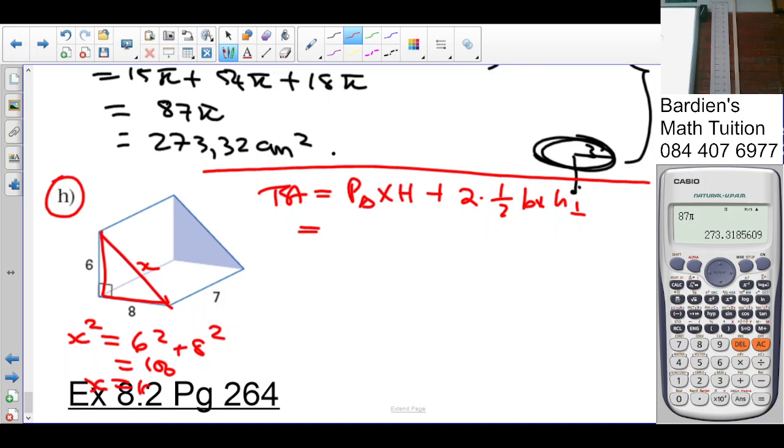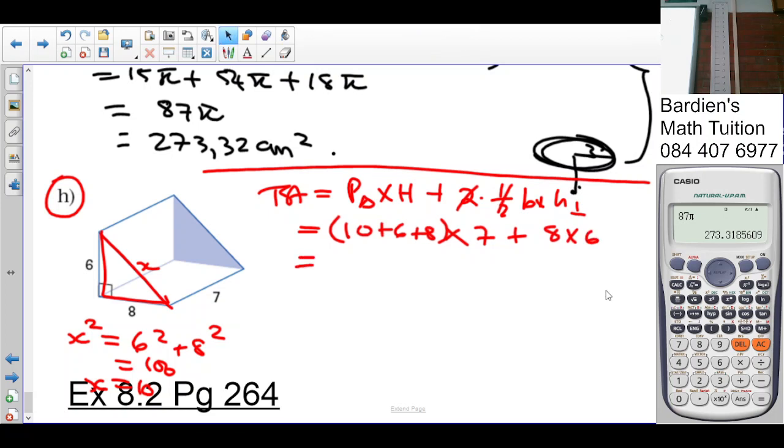So x is 10. So that would be 10 plus 6 plus 8 times the perpendicular height, which is 7, plus the half cancels that. The base, which is 8, times the height, which is 6. Okay, so that is 16 plus 8 is 24 times 7 plus 8 times 6. We're going to get an answer of 216 centimeters squared. Is that correct? Alright.